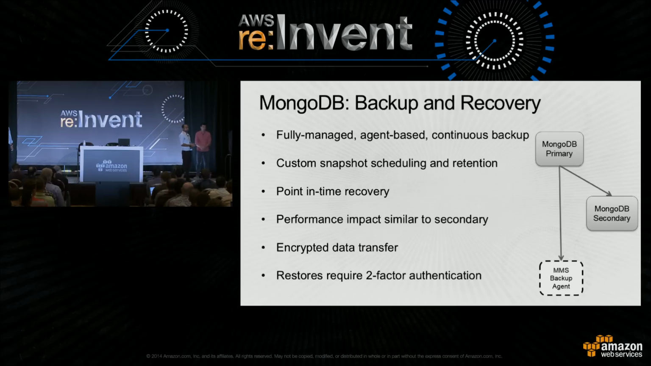To restore, you basically use two-factor authentication to download the files from MMS. You take those files, distribute them on your MongoDB servers, and restart your MongoDB process, and you have a new MongoDB process running from that point in time onwards.